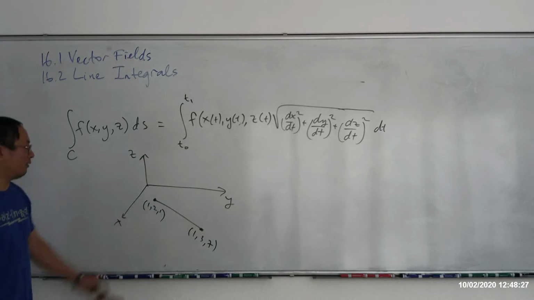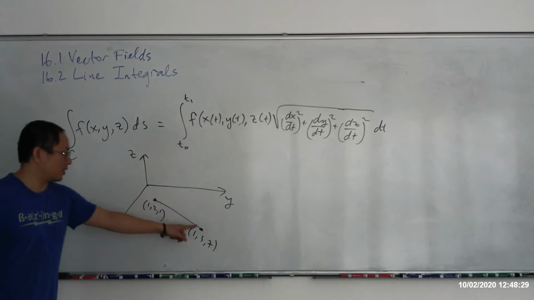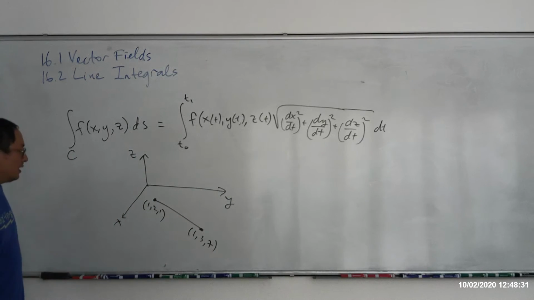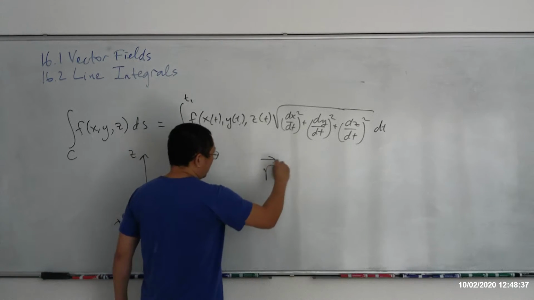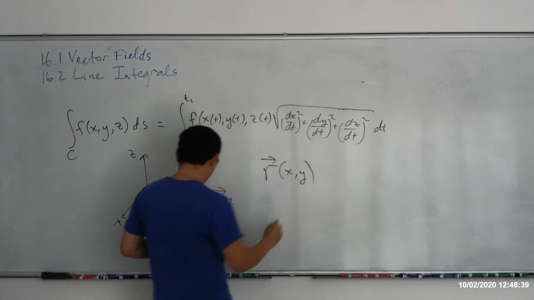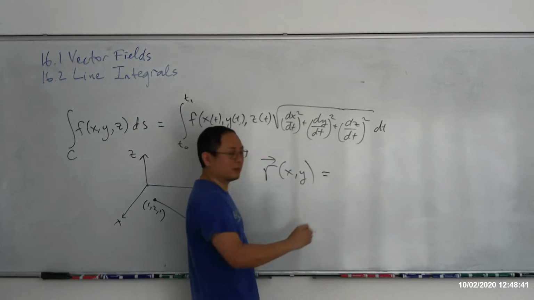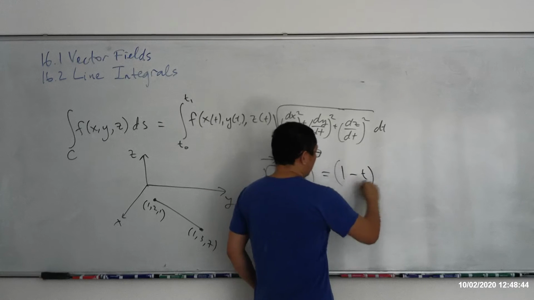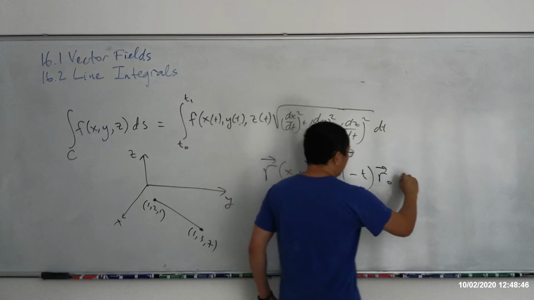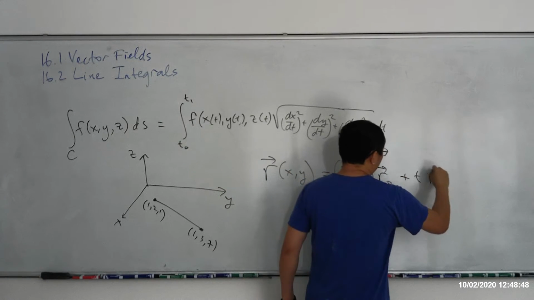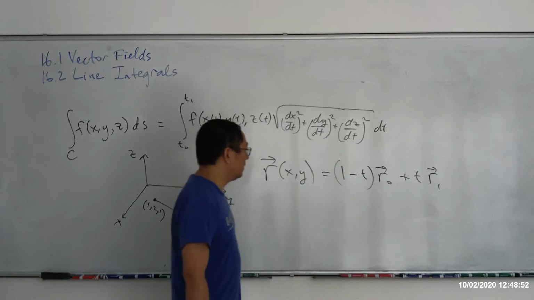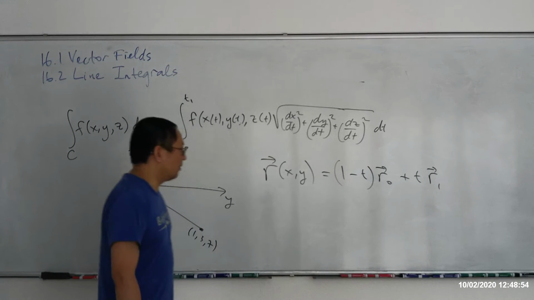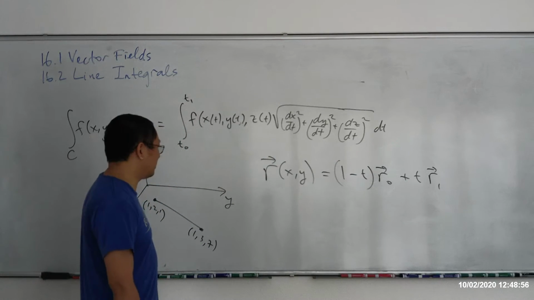Okay. So how do you parameterize this? How do you find the equation of the line segment? Actually, you did that before. I think it's way back in chapter 12. But let me just try to recall using vectors. Vector r of x, y, two variables, right? Equal to what? (1 minus t) vector r naught plus t times vector r1. Okay? r naught is the initial point, and r1 is the final point. And t is now your parameterization variable.